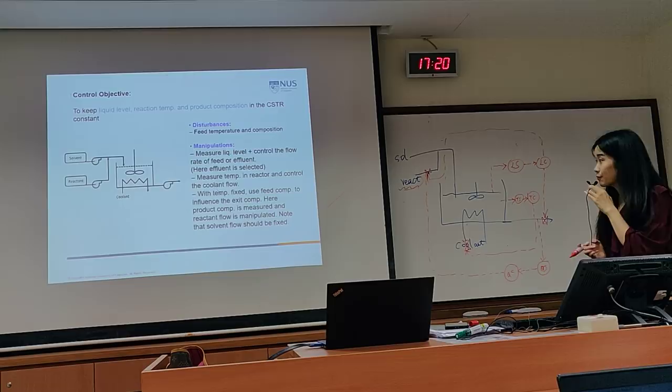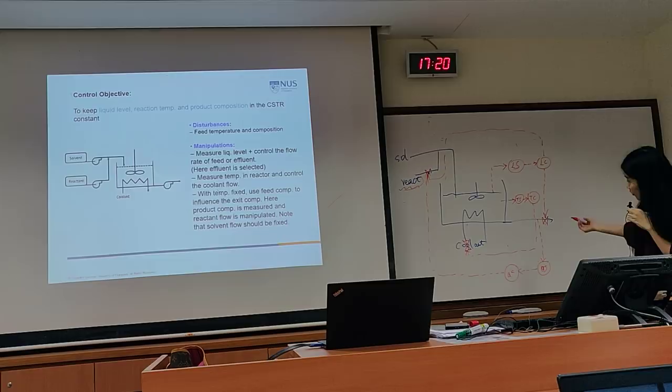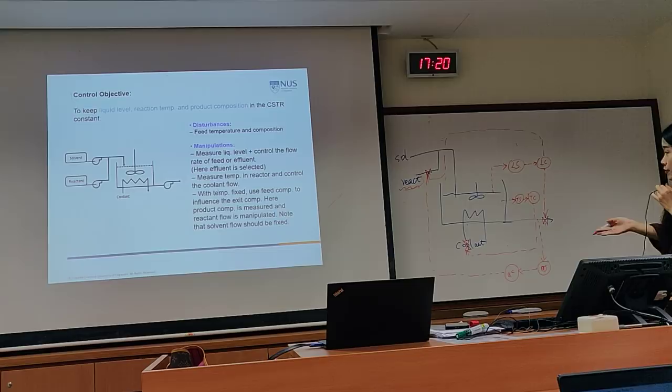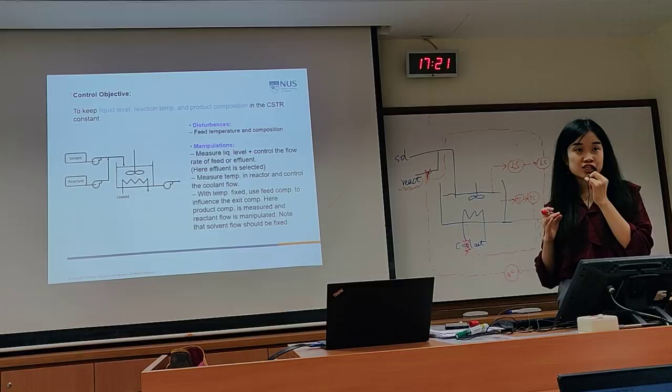So we measure the product composition. Normally the composition is not easy to measure at the process temperature or pressure, because you need to take the product out to do some offline measurement, using some specific tools. But quality control like this can be done on a larger time scale. So you measure this composition and then send the signal back to manipulate the reactant flow. Here we assume the solvent is fixed. But if you don't assume that, you can also just change the inlet composition. By changing the inlet composition, you're able to control the output composition. That's the idea.